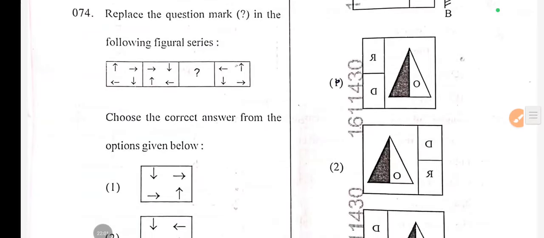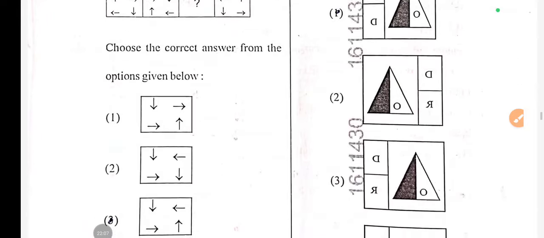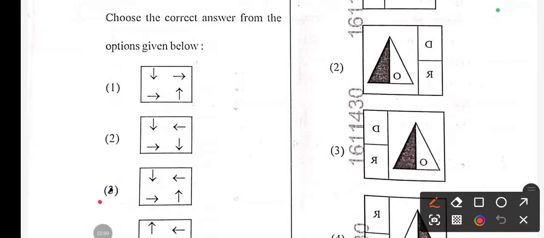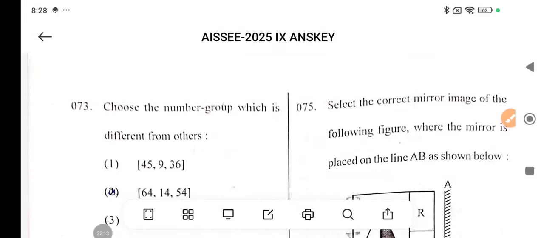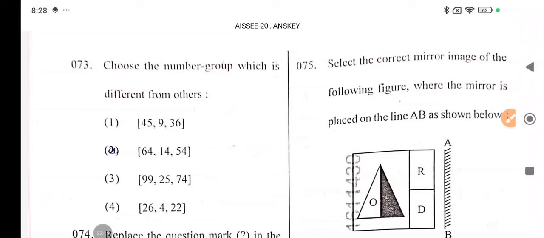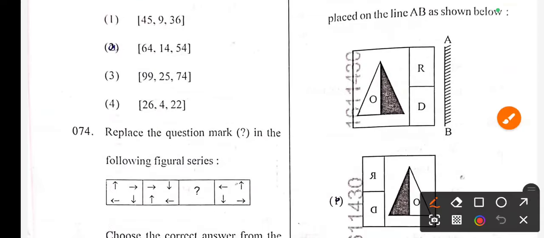Question number 74. Replace the question mark in the following figural series. Answer option 3. Question number 75. Select the correct mirror image of the following figure where the mirror is placed on the line AB as shown below. Answer option 1.